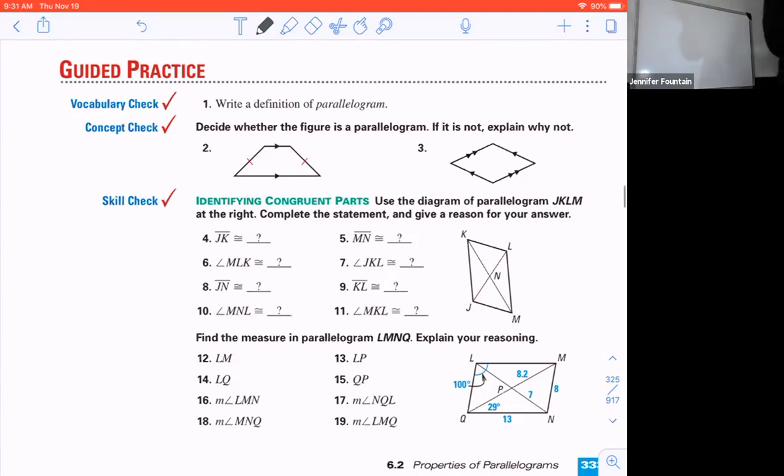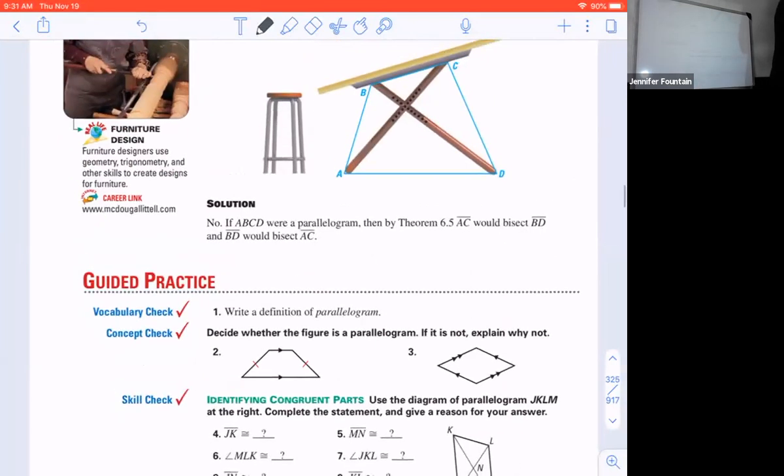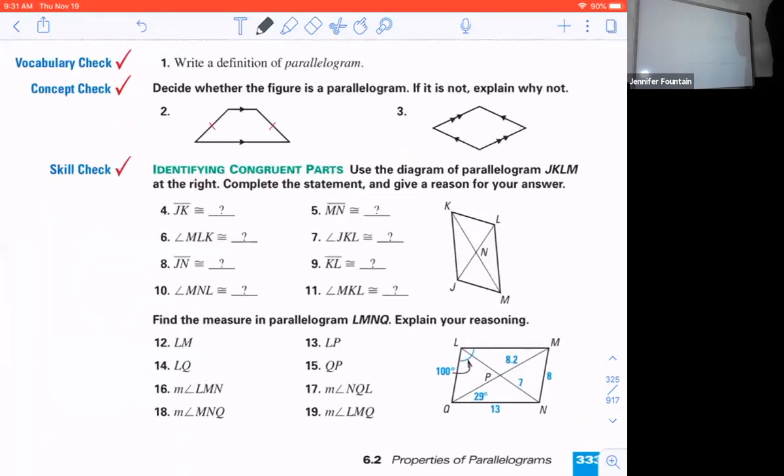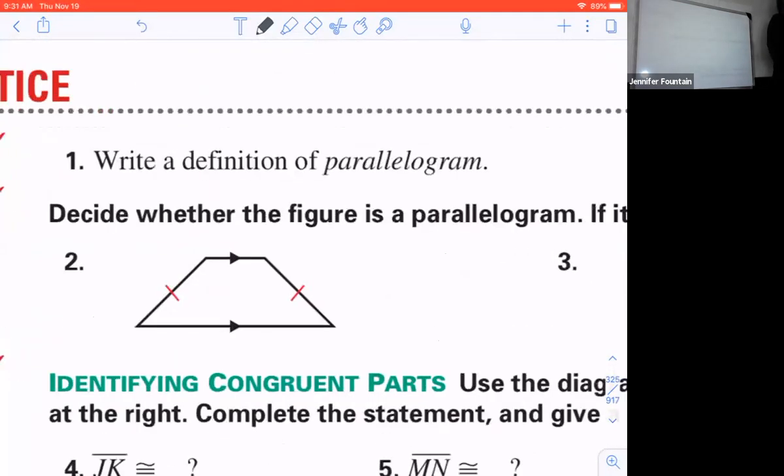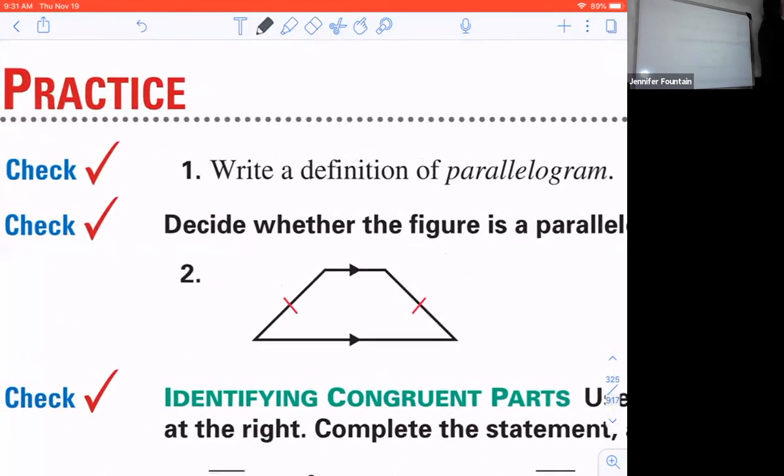So we just looked at our parallelograms. Let's think about what you would say if I was giving you a verbal test and asked, what is the definition of a parallelogram? What four things would you tell me? Or actually, let's go five things.